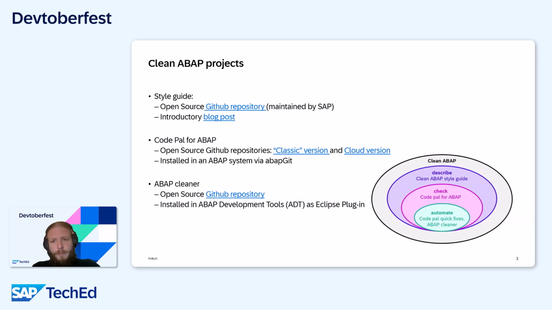Yeah, so this is this kind of onion model you see also on the right. There's a large amount of style aspects one can describe. Some of them one can check automatically, and some of those that one can check automatically, one can also automatically fix.